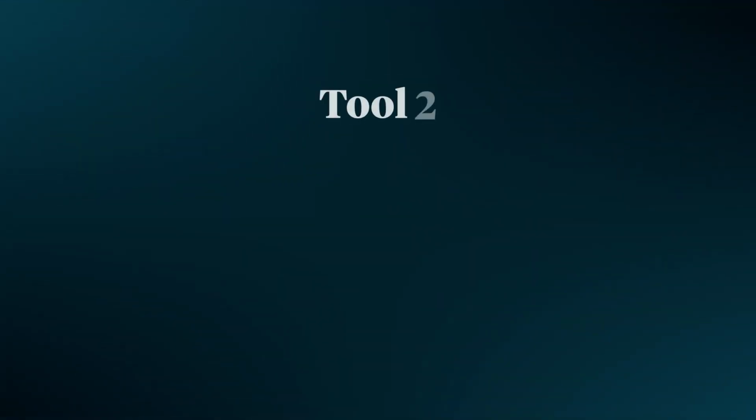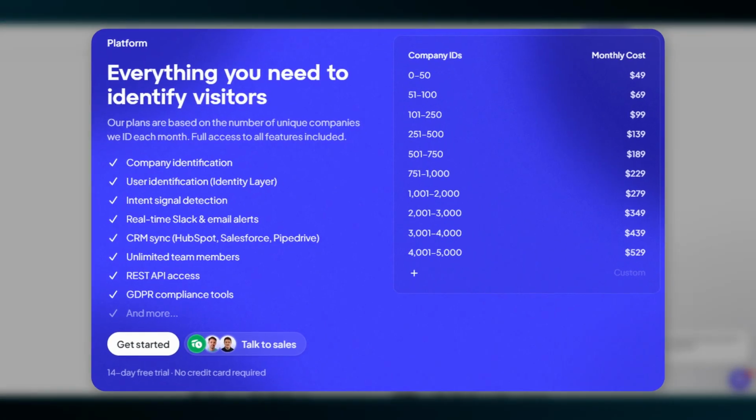Tool number 2 is Snitcher. Snitcher is $42 per month. If you fall into the, I want to test this concept out but don't want to pay a whole lot of money for it, this is your safe bet. The biggest positive about Snitcher is being a company level visitor ID tool and not having person level.